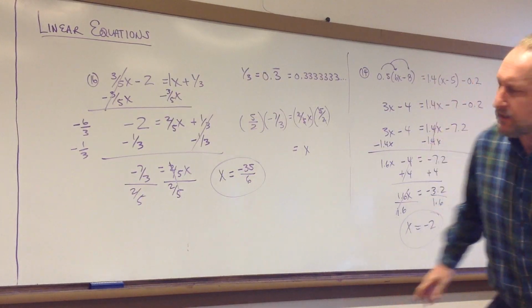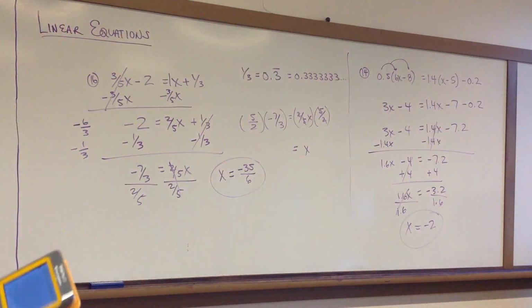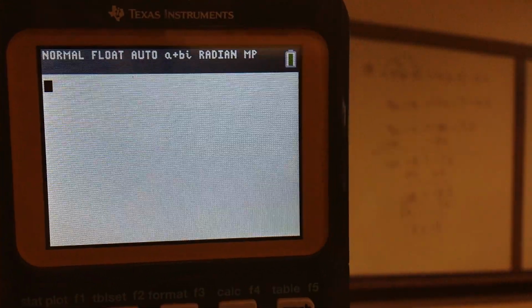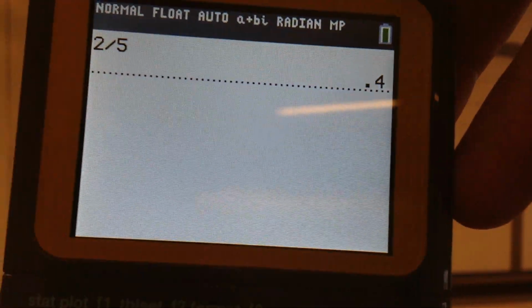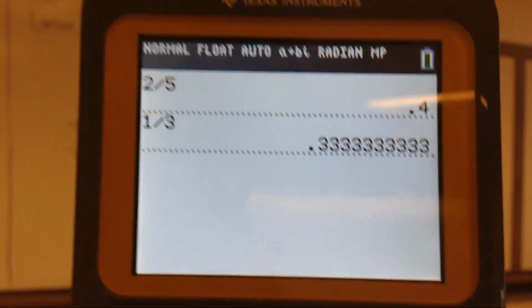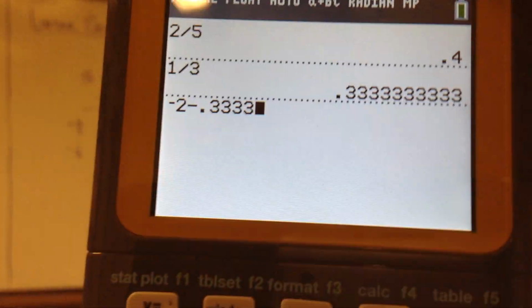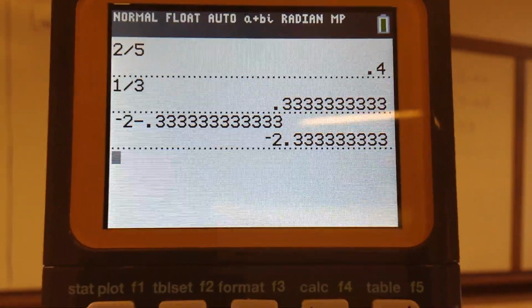Okay, let's look at this on the calculator here. So for one thing, let's get this focused. There we go. I'm going to take that 2/5, turn that into a decimal, 0.4. Take the 1/3, turn that into a decimal. There's that repeating 3. So then what did we do? We did -2 minus, and then just hit the 3 a bunch of times. And there it is, -2.3 repeating.